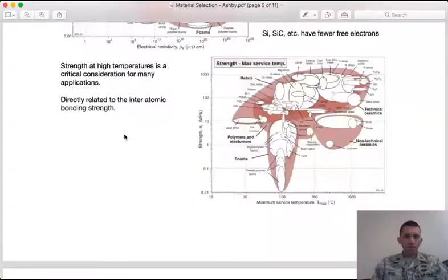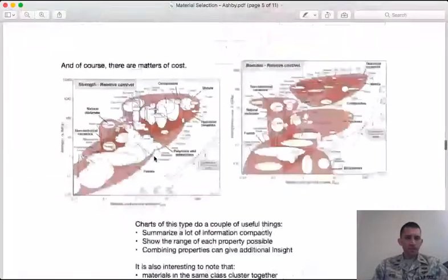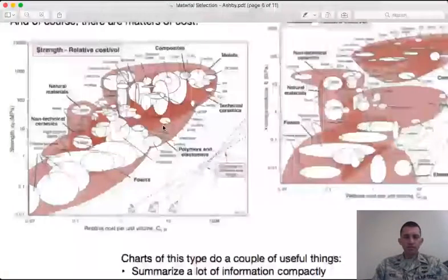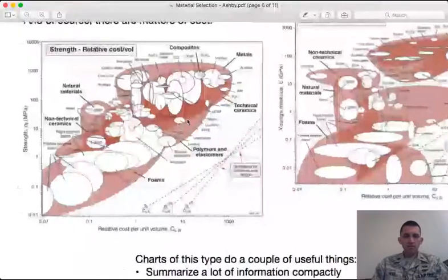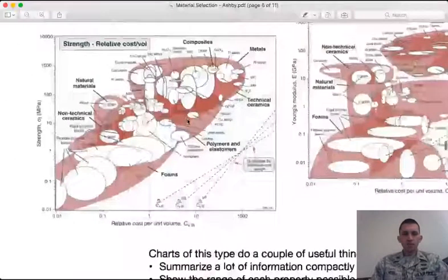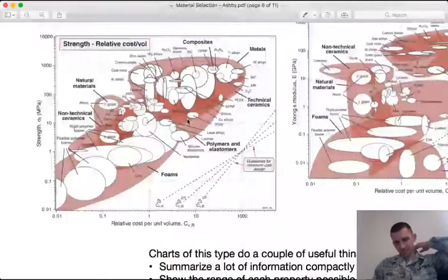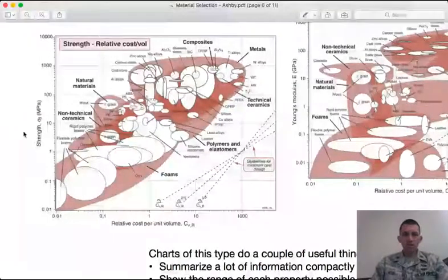Okay, so lastly, we have cost. We've been focusing on the science in this course. We haven't really talked about cost, but in the real world, you probably start with cost, because if you can't afford it, well, it's hardly worth considering.